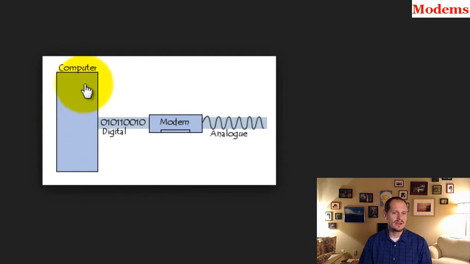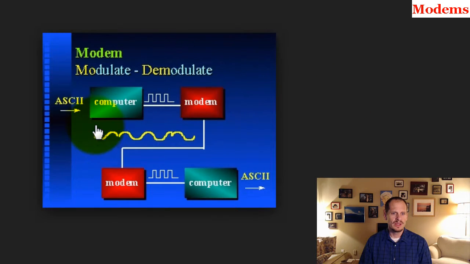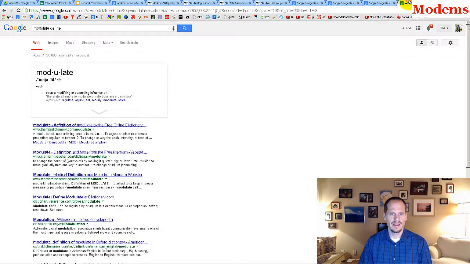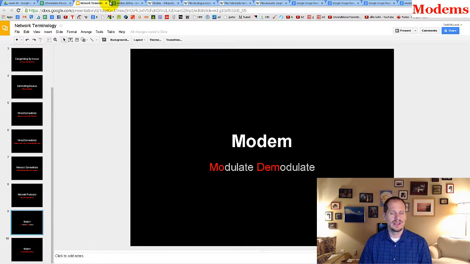Here is another example of a computer with digital information, zeros and ones, and then the modem modulates that into sound waves. And here is one more image of a computer with zeros and ones, and then a modem modulates that into sound waves, and then a modem demodulates that, and the computer understands it again. And that's it. That's what I have to say about modems, and that's where they come from.